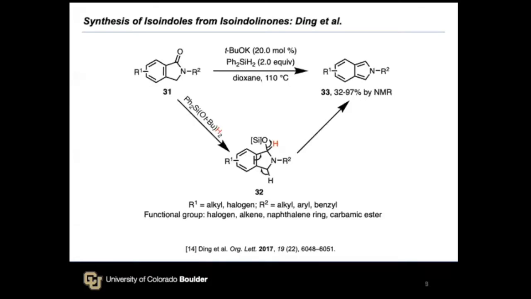Isoindoles can also be made from the reduction of isoindolinones, such as in this hydrosilylation example. In this reaction, the alkoxide activates the silane and facilitates hydride transfer to the carbonyl. And this gives silohemiaminal intermediate 32. And then subsequent elimination results in the loss of the siloxy moiety, which gives the isoindole.